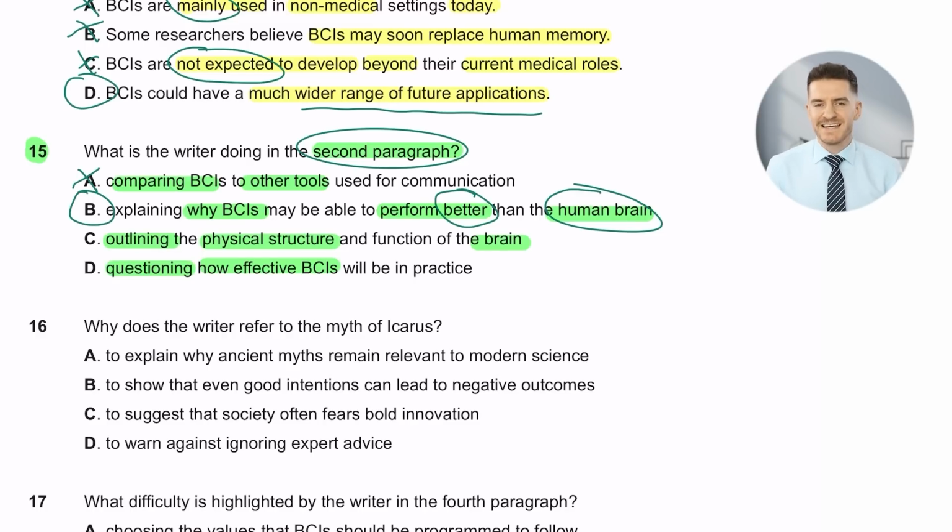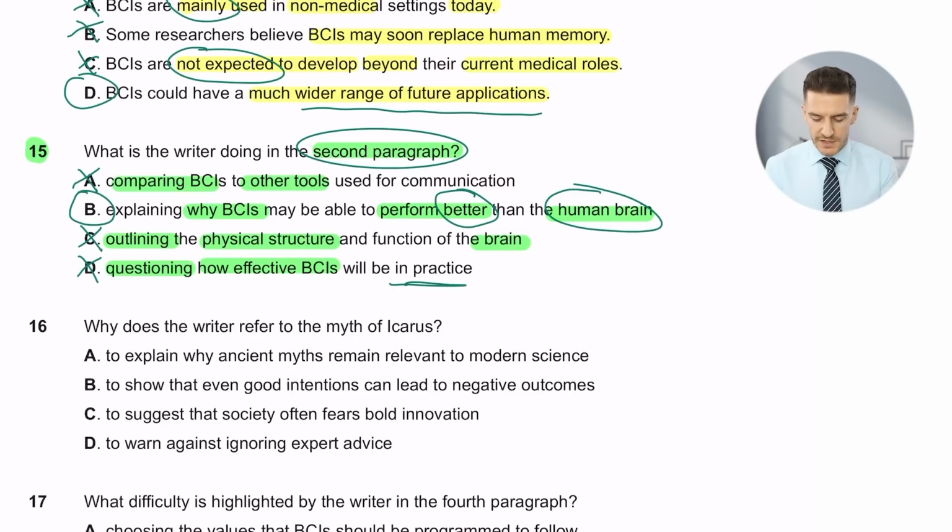Well, yes, it did talk about that a little bit, but the question is, what is the writer doing in the second paragraph, the whole paragraph, not just one sentence? So C is not the answer there. And the last one, D, questioning how effective our BCIs will be in practice. Well, there was nothing about that there. It didn't talk about in practice or in real settings.